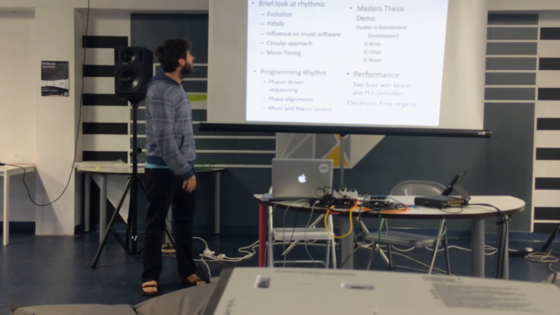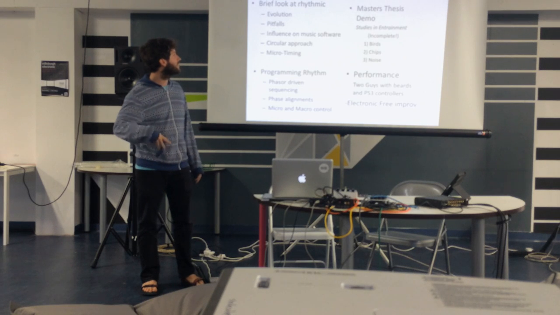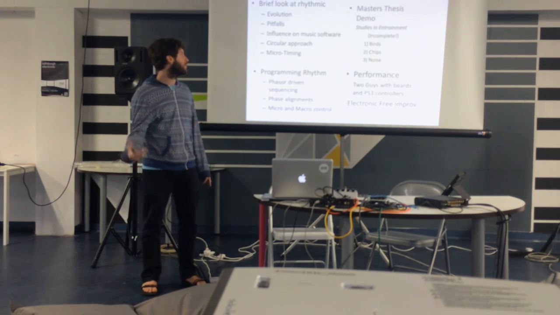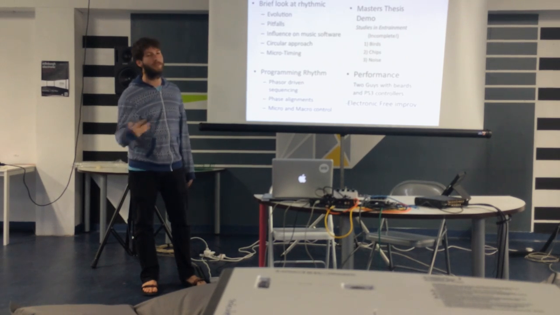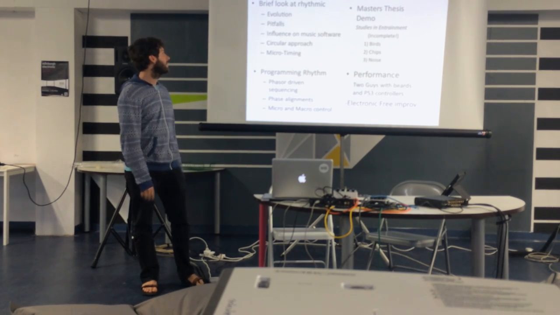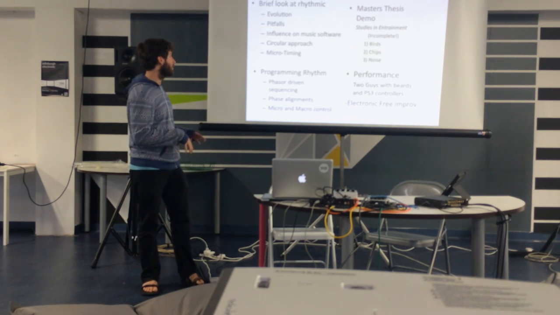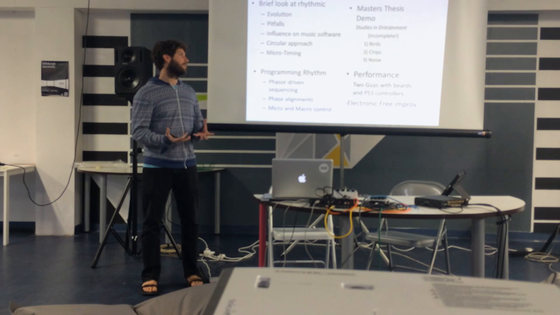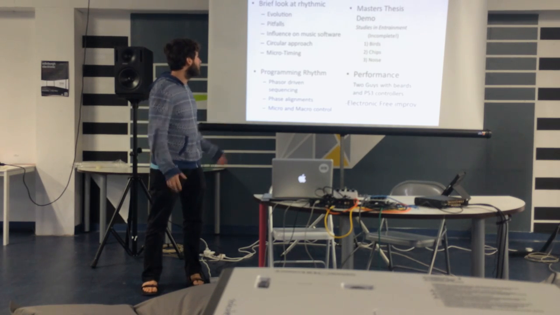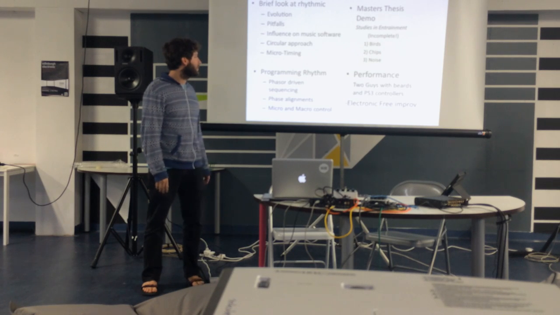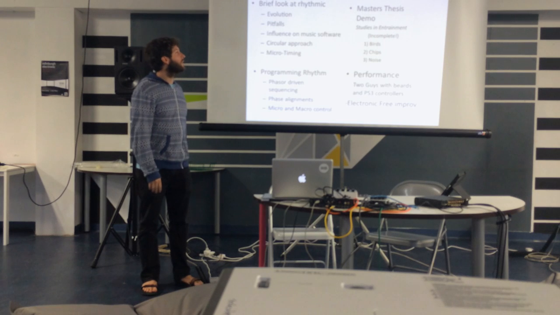So what we're going to look at is how rhythm is notated now using conventional notation, how that's evolved, the issues with it, how it's influenced common music software, and then we'll go into an alternate approach to look at rhythm, which will go to my software that I'm working on to basically compose using an alternate system. And then we'll talk about programming rhythm and some alternatives to how to control layers of rhythm. And then I'll play a bit.